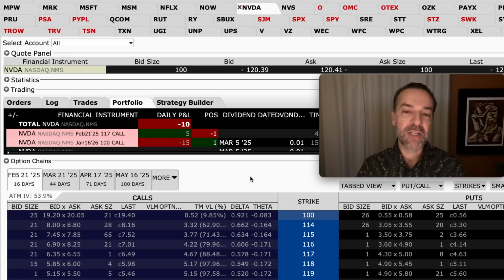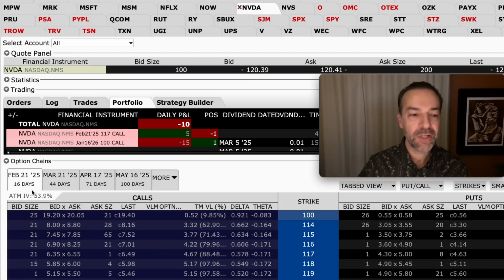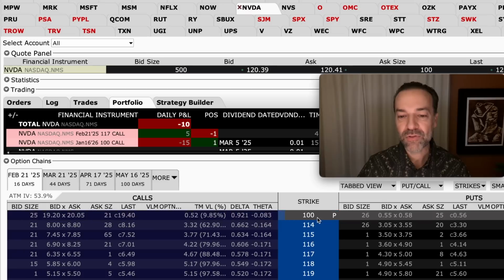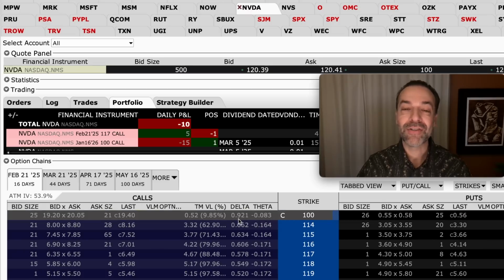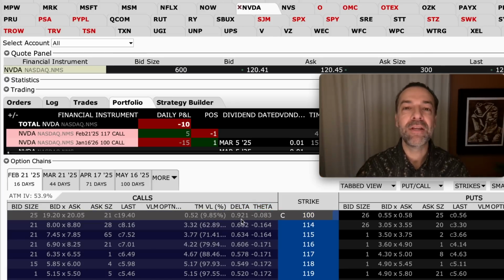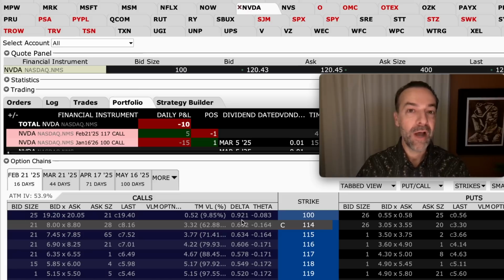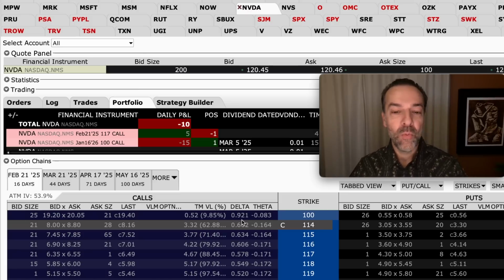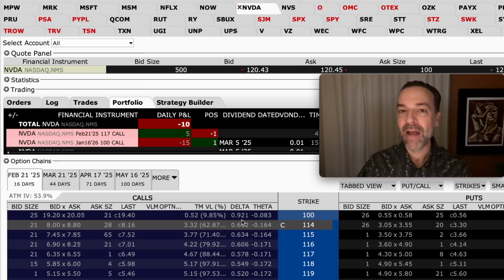Now let's look at some options that expire in a nearer time frame. Here's one that expires in just 16 days. It's the same strike price of $100. Notice its delta is a lot higher. Its delta is 0.92. That means that this $100 strike price call option will go up and down in value about 92 cents for the next dollar that NVIDIA goes up and down in value. So if you really want an option that acts a lot more like a stock, a deep in the money call option might be something you would consider.